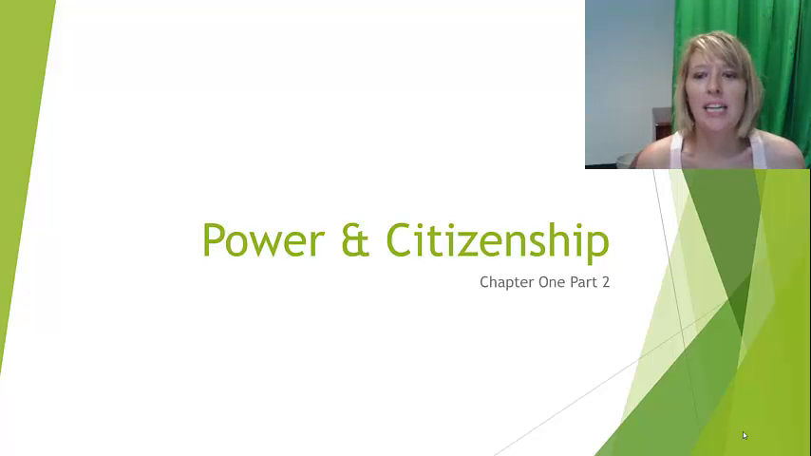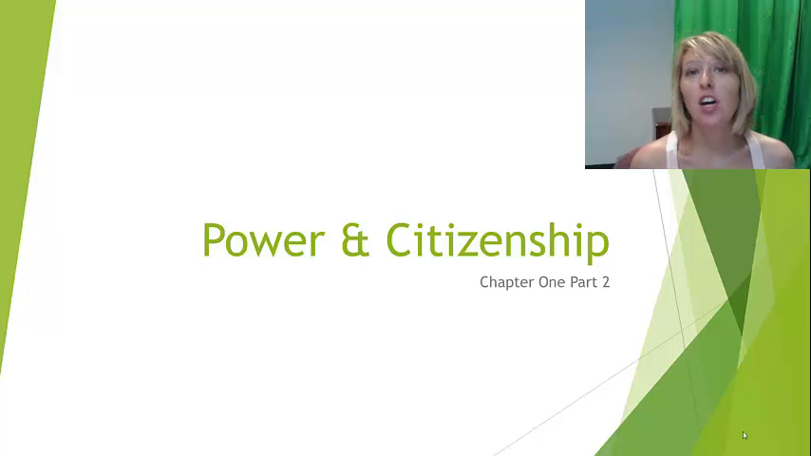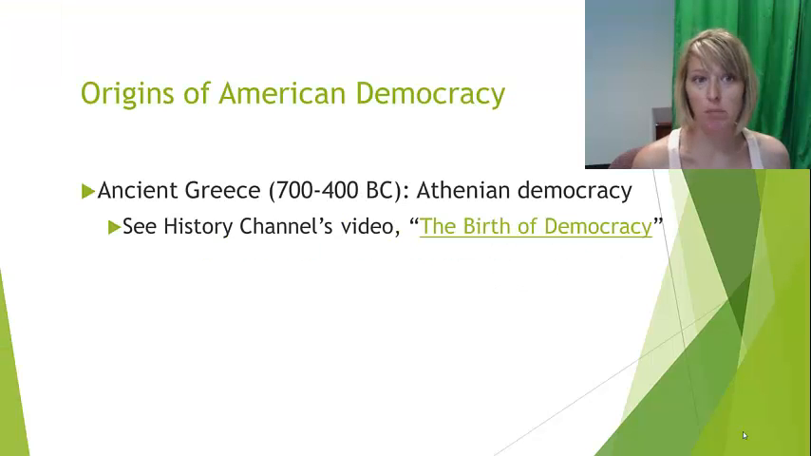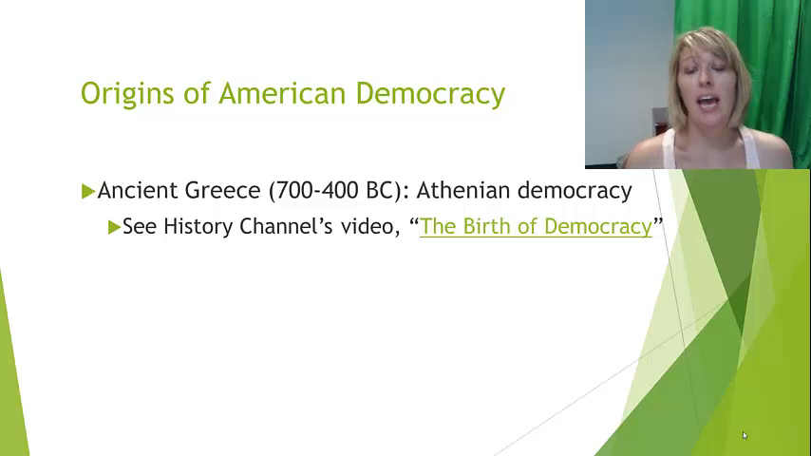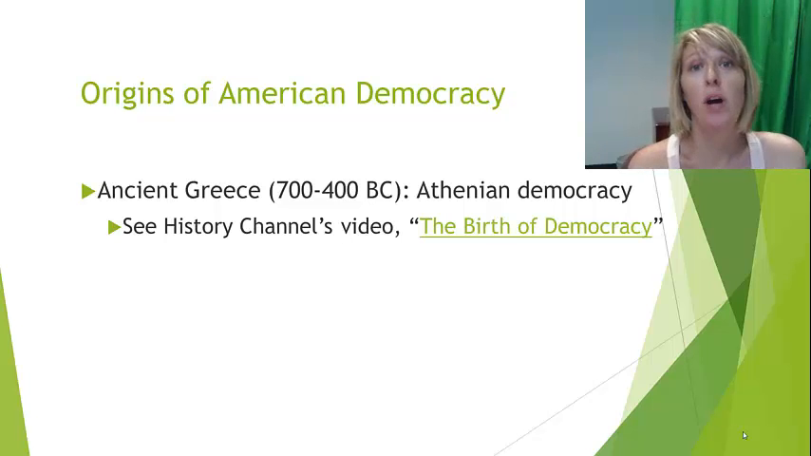Everyone, let's get into Chapter 1 a little bit further and start talking about where democracy, especially American democracy, actually comes from. We can trace democracy back to ancient Greece and Athenian ideas of what democracy is, what it should be, and those definitions of citizenship.